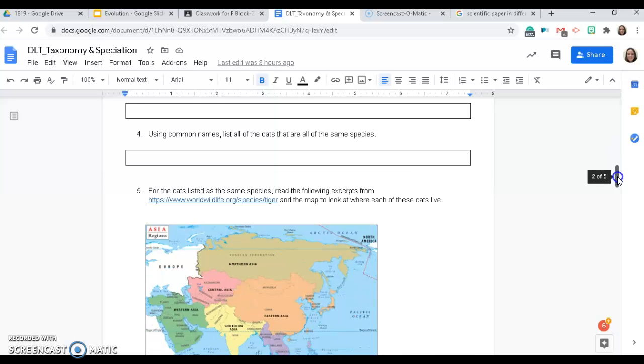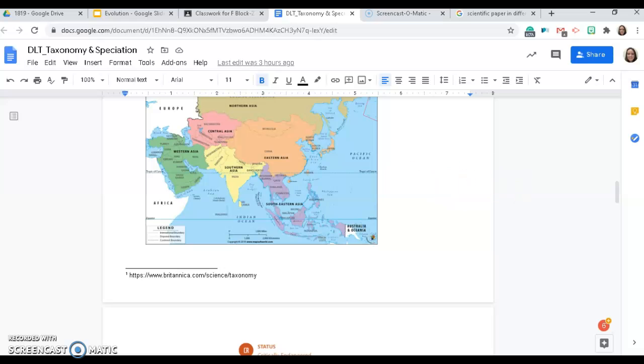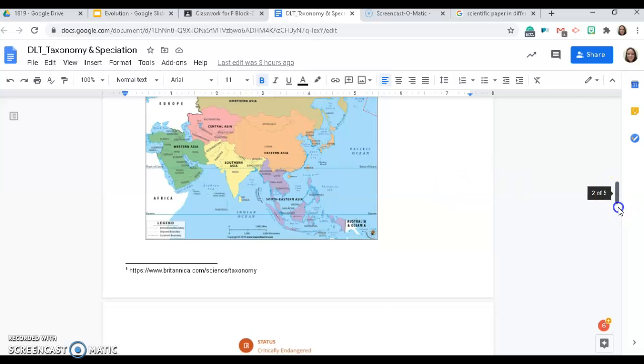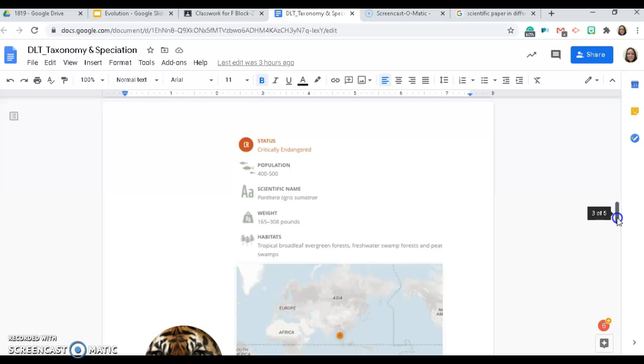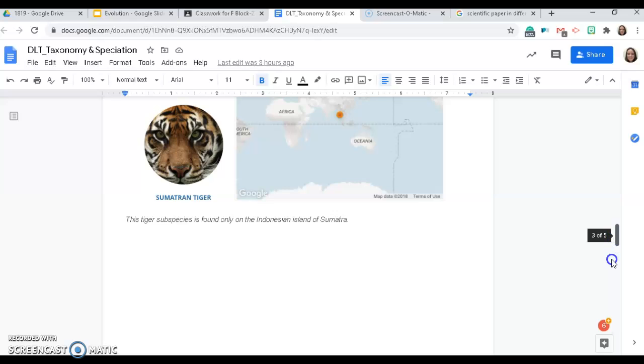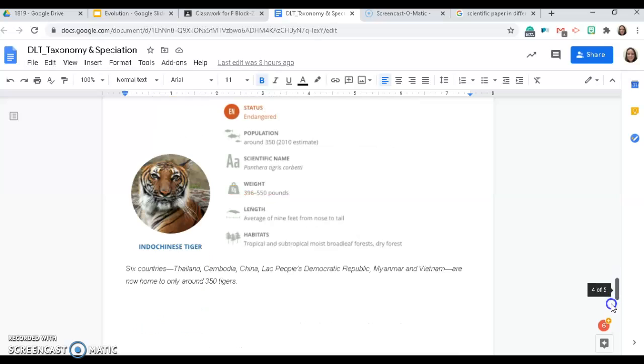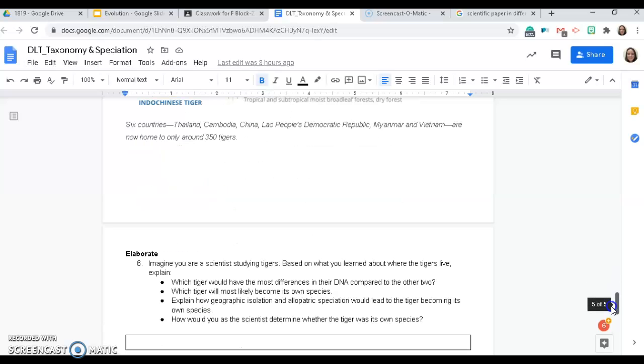And then we shift into speciation. There's a map showing where those big cats are found, and then a short reading that shows the different countries where these tigers are found. And then you're going to explain which tiger you think is more likely to become its own species, how that would happen, and how you could determine whether it was its own species.